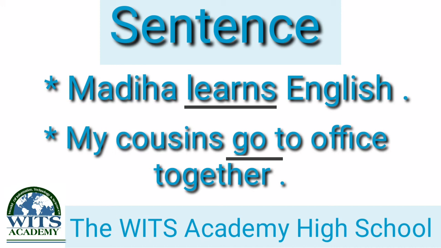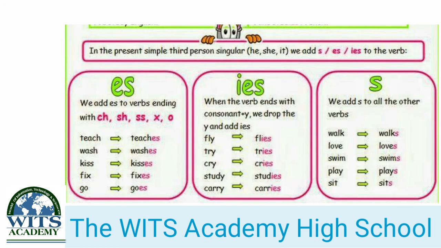Okay? Students, I told you that we give the addition of s, es, ies with third person singular. But do you know those verbs with which we give the addition? Let me tell you that if our verb ends with ss, ch, sh, x, o, so we give the addition of es as shown in the picture.